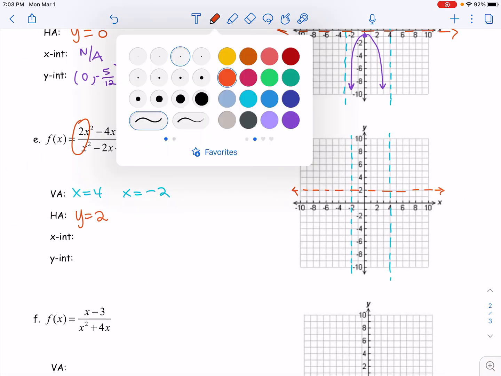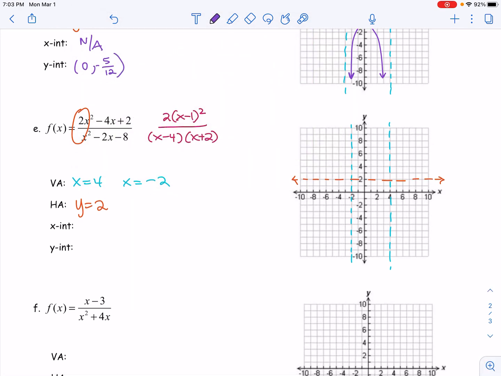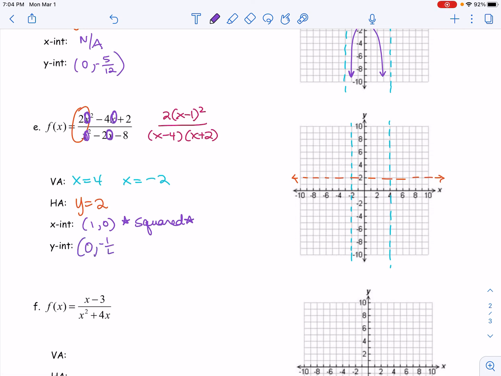X and Y intercepts. X-intercept, set your numerator equal to 0. So that means I'm going to have one at 1 comma 0, but remember that was a squared factor. So remember what happens when we have a squared factor for our x-intercept. It's going to bounce there. And then our y-intercept, we plug in 0 for x. So I basically get 2 divided by -8, which I know is -1/4.